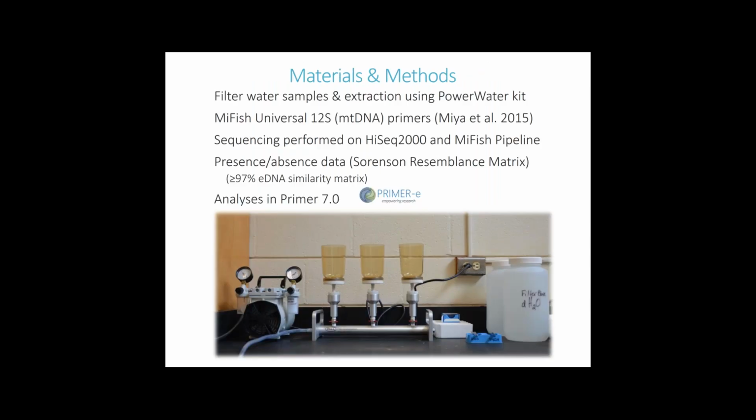So the approaches that we use, again, we capture water samples, we extract the DNA, we use the Qiagen PowerWater Kit, and we use 12S mitochondrial eDNA primers from the Miya et al. paper. Sequencing was performed on HiSeq 2000, followed by analysis in the MiFish pipeline. For our data analyses, we use the data as presence-absence data. So we use a Sørensen resemblance matrix, presence-absence data, and the greater than or equal to 97% similarity matrix. That's part of the results from the MiFish pipeline. And all of our data was analyzed in PRIMER 7.